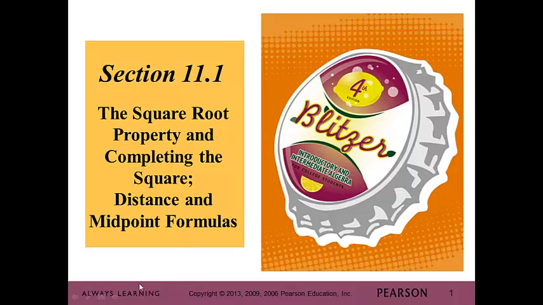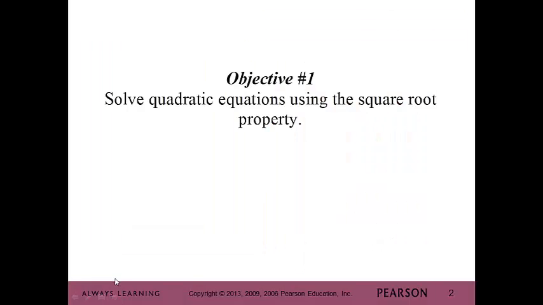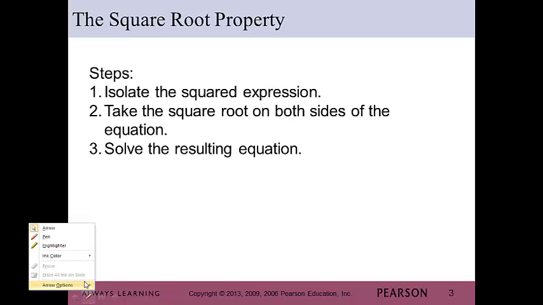We are in chapter 11.1. Our first objective is to solve quadratic equations using the square root property. In order to do the square root property, we're going to follow the following steps.